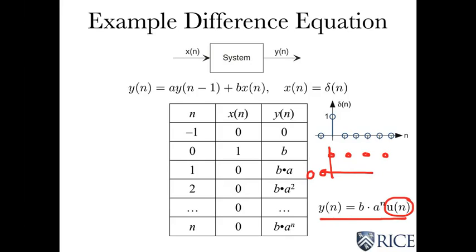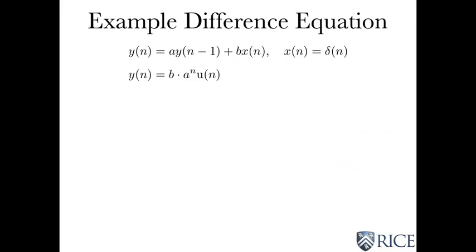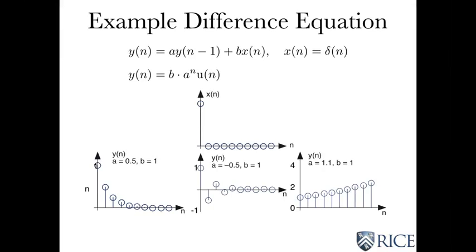Okay, so what does this output look like? So there it is, our difference equation, our input, and we have computed that for an output. Let's plot it for various values of a and b. Now, I think you can see that the coefficient b here amounts to a gain. If I change b, all that's going to do is make the signal bigger or smaller. So in all of these plots, I've set b equal to 1 to simplify things.